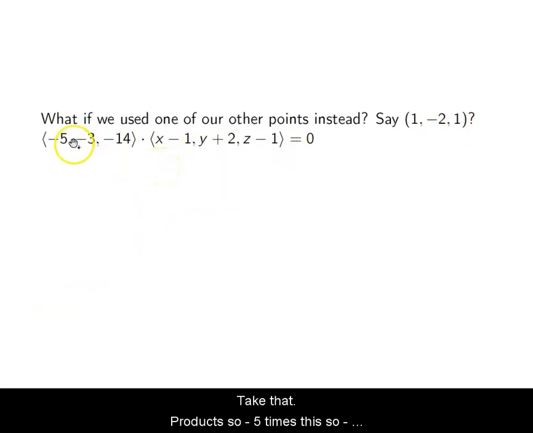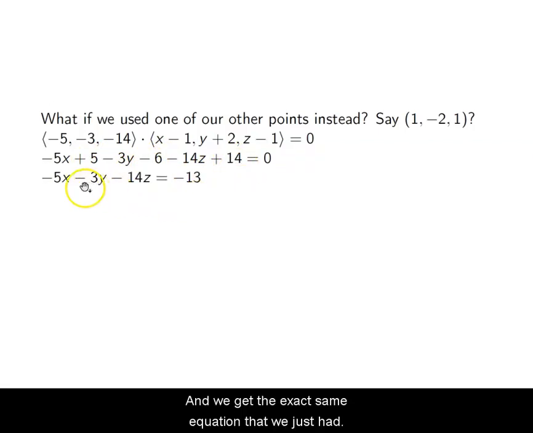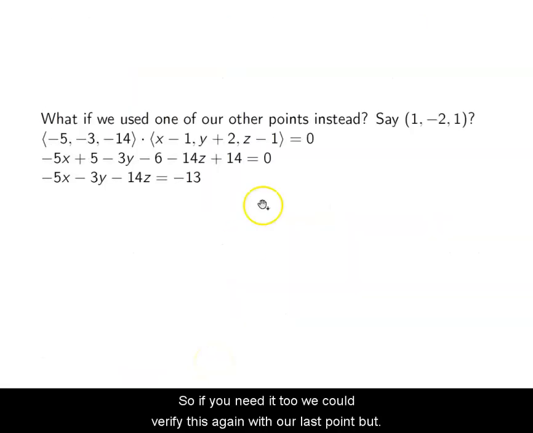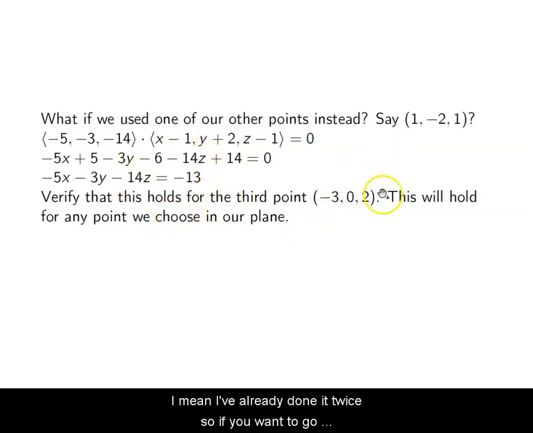Take that dot product, so negative 5 times this, so negative 5x plus 5, negative 3y minus 6, negative 14z plus 14. Okay, let's collect all our constants. So we have 5, negative 6, and 14. 5 and negative 6 is negative 1, plus 14 is 13, and we get the exact same equation that we just had. If we needed to, we could verify this again with our last point, but I've already done it twice. So if you want to, go ahead and verify this with the last point. But any point in our plane will satisfy this equation because this is the equation of our plane.